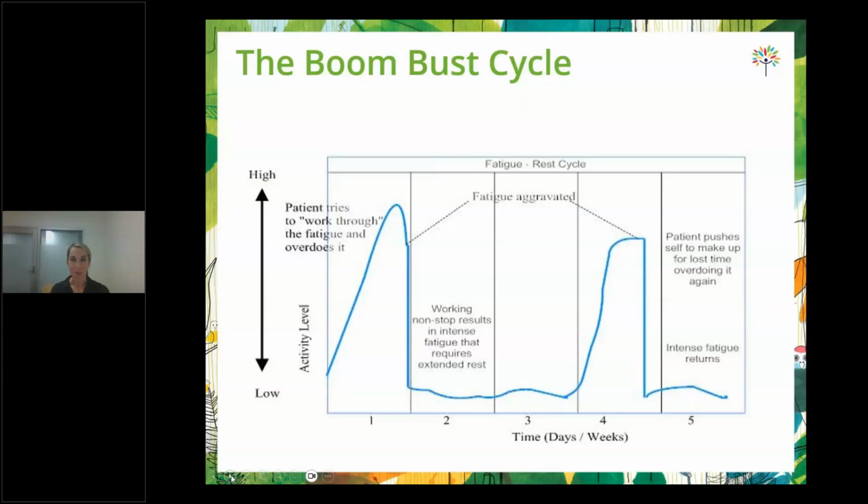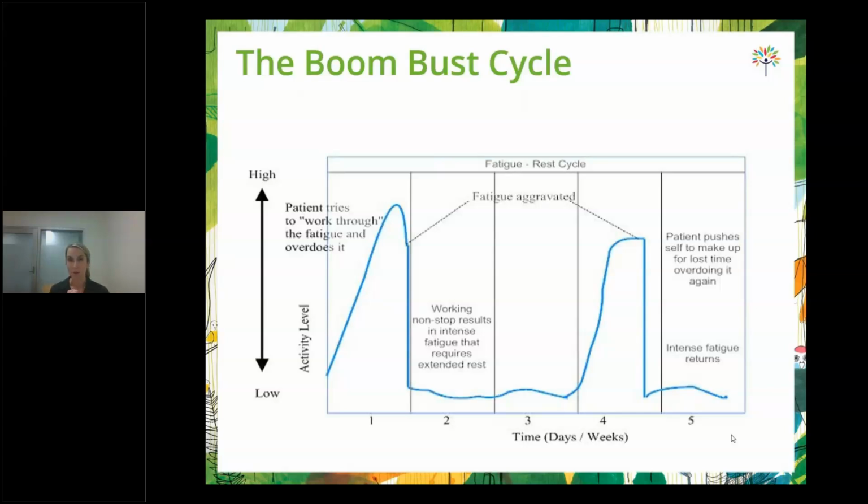It's a really important part of fatigue management, and this boom-bust cycle is often a nice representation of what we can often see where an individual experiences fatigue. So down the left-hand side and the vertical axis of this graph is activity levels, with low activity levels being down the bottom and high activity levels being up the top. And along the horizontal axis at the bottom is time. So that can either be days or weeks.